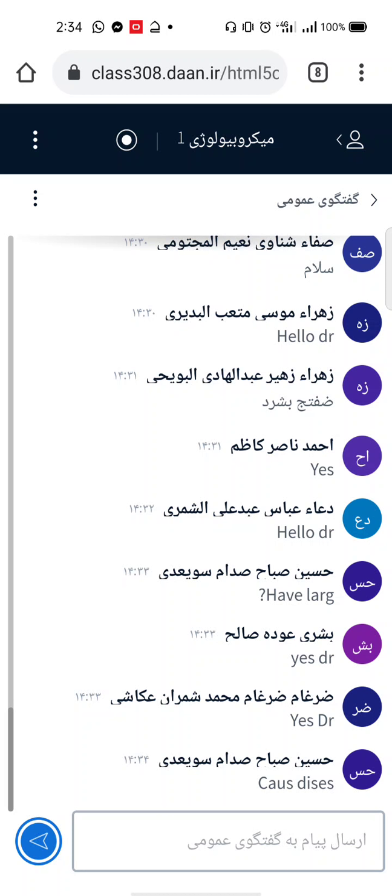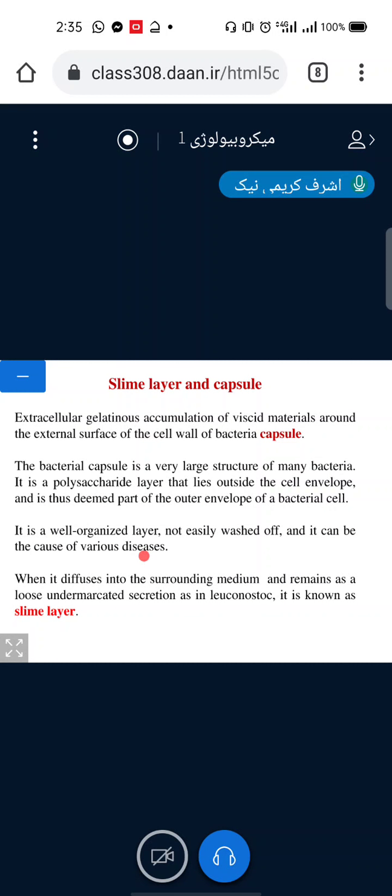It means the pathogenicity or the virulence factor in some bacteria is the capsule, which is responsible for pathogenicity and virulence in some bacteria like Streptococcus pneumoniae, or pneumococcus, which causes pneumonia in humans. The most important virulence factor is the capsule.